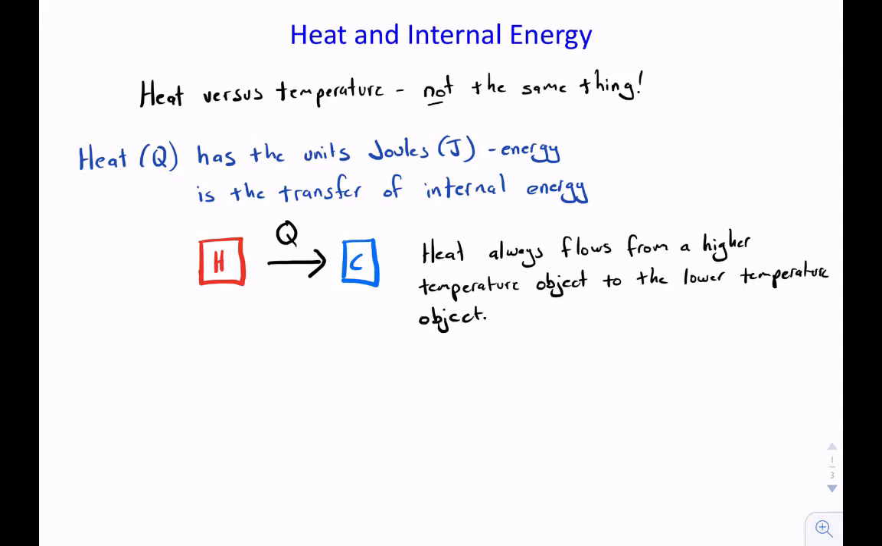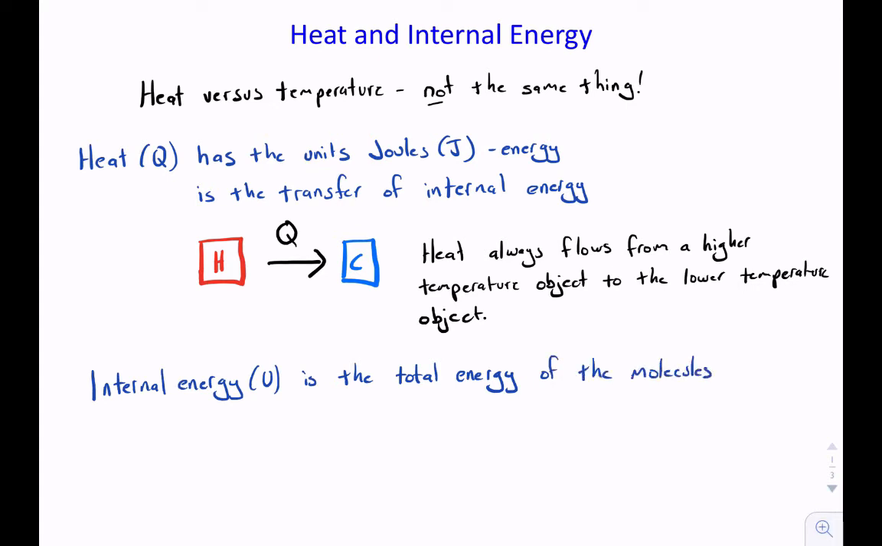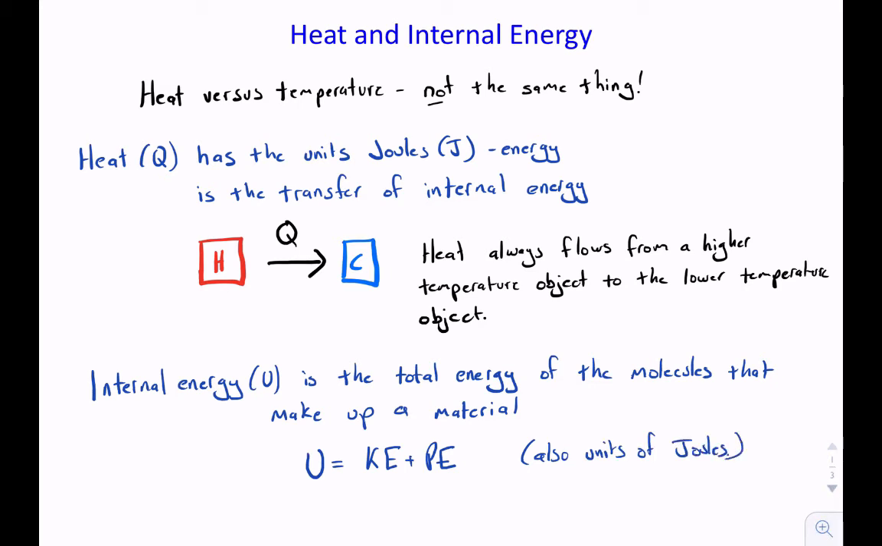So I've mentioned internal energy twice now without defining it, so let's define it now. Internal energy, which has the symbol U, is the total energy, the sum of the kinetic and the potential energies of the molecules that make up an object. U equals KE, kinetic energy, plus PE, potential energy. It also has the units of energy, joules, and it is not a temperature either.